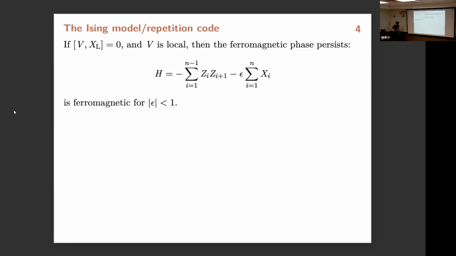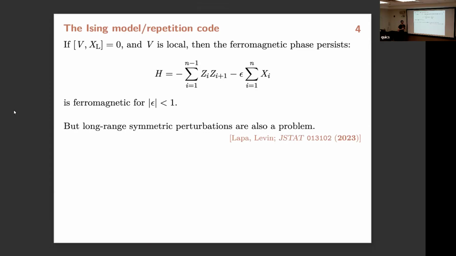Okay, so it might seem at this point like the story is that for this classical code, the repetition code, it protects a stable phase of matter against symmetric perturbations, but is unstable against symmetry-breaking perturbations. Unfortunately, that's not entirely right.